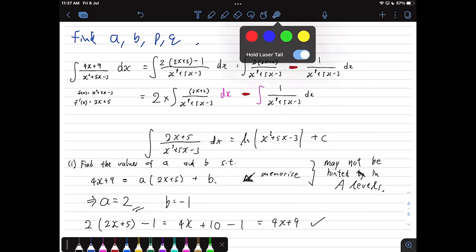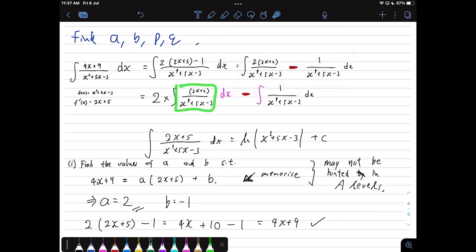How to integrate this? Sorry, my handwriting. That's a 2x plus 5. It's ln. Yeah, very good. Because this is f(x), this is f prime of x. So you just get ln of modulus of x squared plus 5x minus 3. Don't forget to write the 2 times in front. Then minus away, integrate this one.